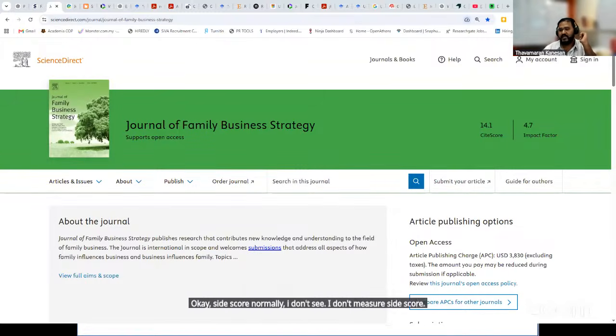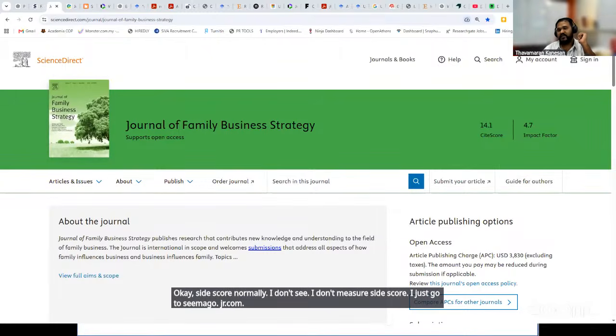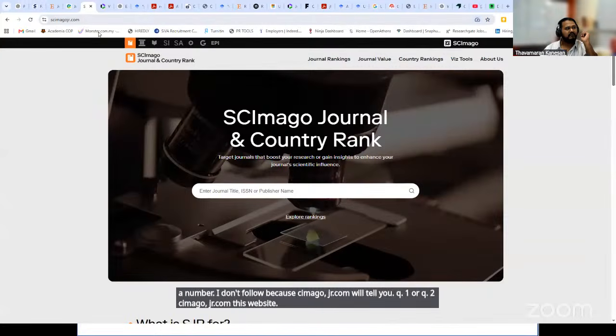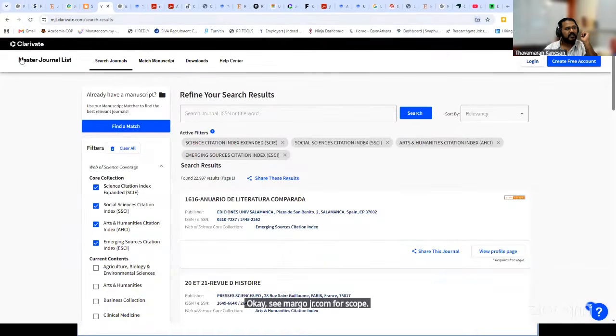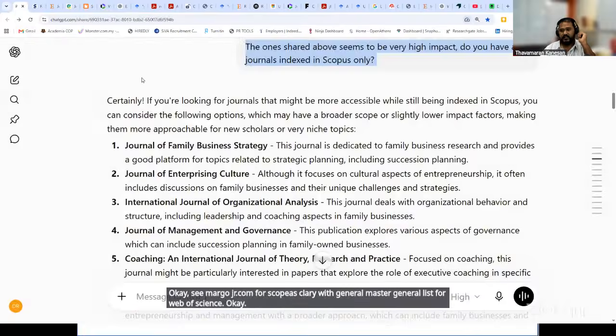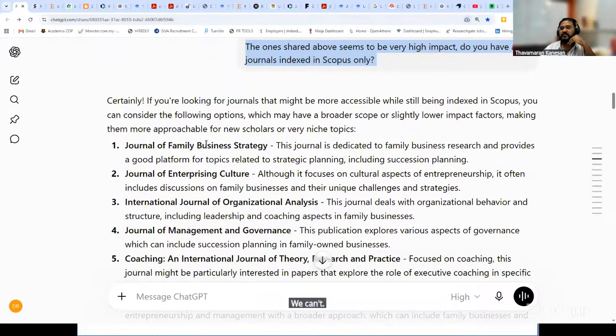I just go to scimagojr.com and check whether it's Q1 or Q2. CiteScore, I don't follow the number, because scimagojr.com will tell you Q1 or Q2. So scimagojr.com for Scopus, and Clarivate's Master Journal List for Web of Science. You need university access. We can't upload a journal directly to be indexed without this indexing body.